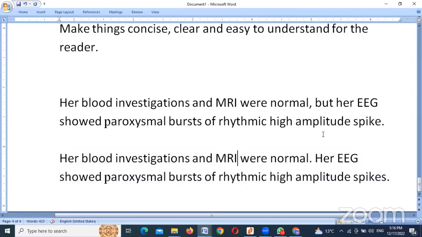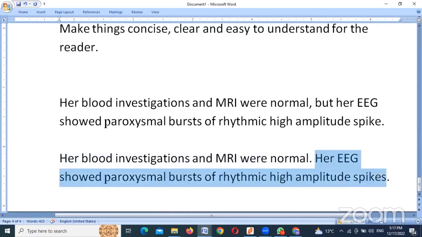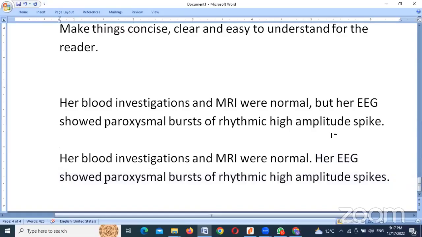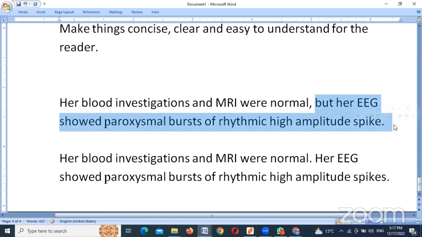And there is some relation between these two sentences. This is something normal. This is something abnormal. So we have an opposite relation between these two. So it is very easy for me. Just put a comma here and but. This but means the second part is opposite. So here is something normal, so after but there would be something abnormal. Okay. Contrast.